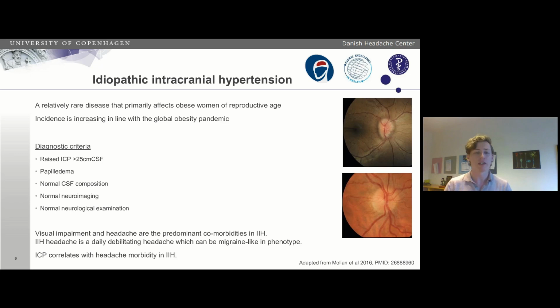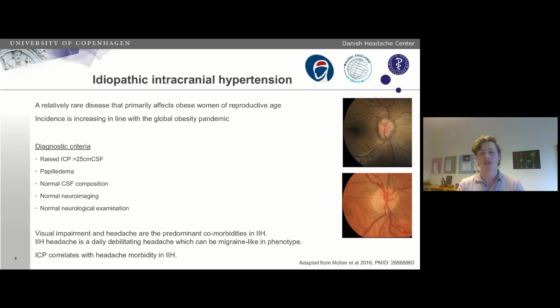So let me introduce idiopathic intracranial hypertension, or IIH, to you. IIH is a relatively rare disease that predominantly affects obese women of reproductive age. And it is clear that the incidence is increasing in line with the global obesity pandemic. Diagnostically, IIH is a diagnosis of exclusion, whereby individuals must have a lumbar puncture opening pressure greater than 25 centimeters of CSF. They must have papilledema.